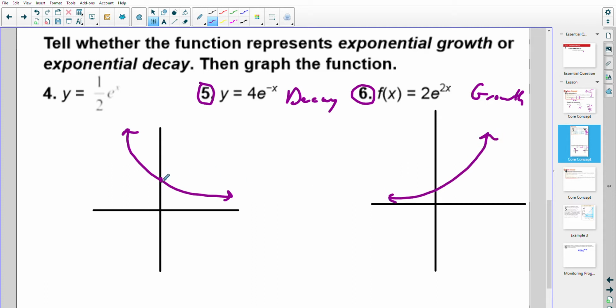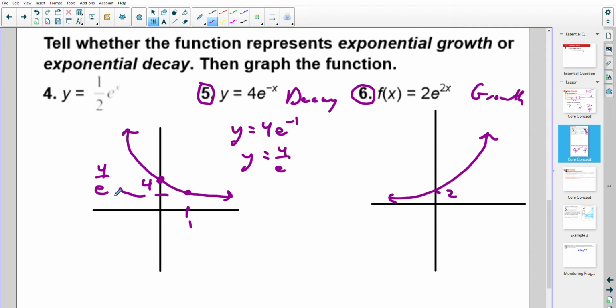So we want to label some points. These points, let's see, if I put 0 for x, this becomes 1. 1 times 4 is 4. If I did the same thing here, e to the 0 is 1 times 2 is 2. And you want to label a couple other points. So if I were to put down, for example, a 1 for my x, that means, let's see, y equals 4e to the negative 1, which is y equals 4 over e. That means that this right here is going to be 4 over e.